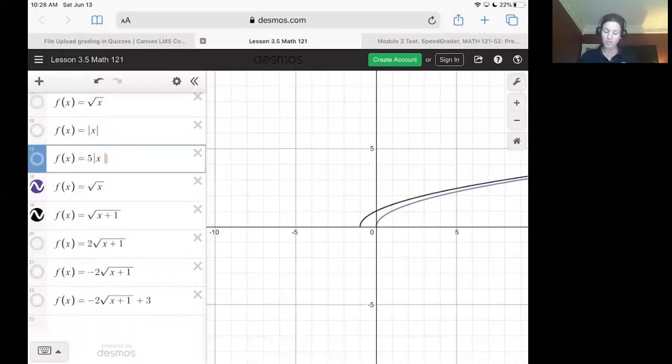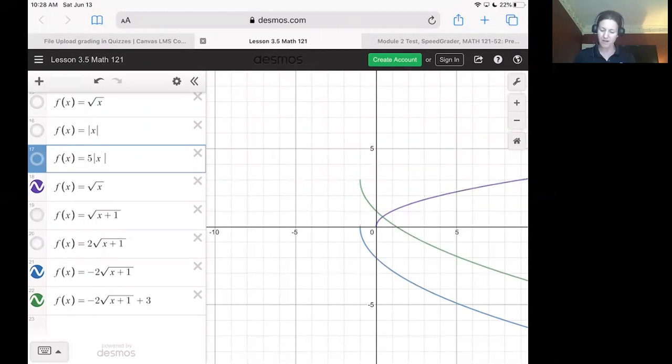The next thing we're going to do is we are going to stretch it out. Then we have to reflect it. And notice we reflected it through the x-axis. And then the last thing we're going to do is we're going to move it up 3. So let's go back to our parent function. Notice our parent function, we shifted left 1. We stretched it out. We reflected it. And then we moved it up 3.